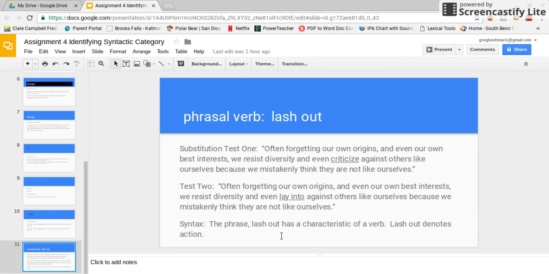So I'm looking at my second tool of analysis to determine if lash out is a phrasal verb. When I use the tool syntax, I figured out that the phrase lash out has a characteristic of a verb. It denotes action. And as I learned from the text that we read this week, phrasal verbs can end with the word out. And that was my thinking as to why lash out is a phrasal verb.